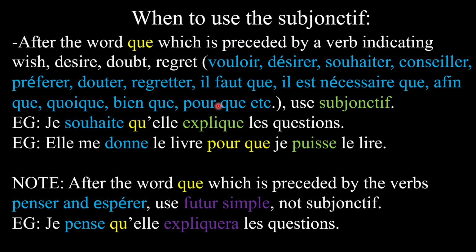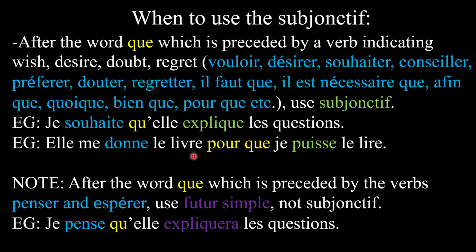So all these kinds of expressions which end with que, vouloir que, désirer que, il faut que, pour que, and so on, take the subjunctive. Look at this example. Je souhaite qu'elle explique les leçons. I wish that she explain the lessons. Qu'elle explique. You can see expliquer has been put into the subjunctive here for elle.